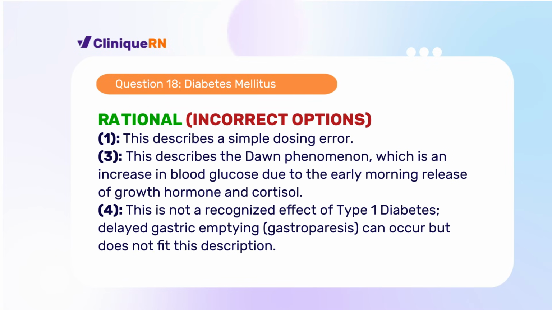Incorrect options. 1. This describes a simple dosing error. 3. This describes the dawn phenomenon, which is an increase in blood glucose due to the early morning release of growth hormone and cortisol. 4. This is not a recognized effect of type 1 diabetes. Delayed gastric emptying, gastroparesis, can occur but does not fit this description.